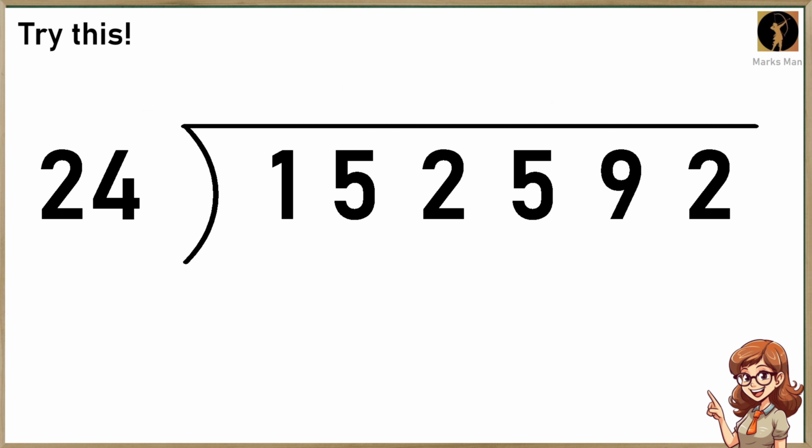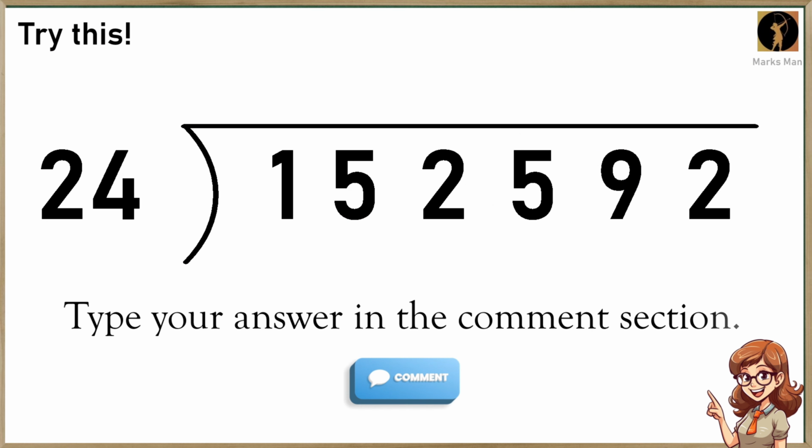If you truly understand this lesson, you can try to answer this one. You can type your answer in the comment section.